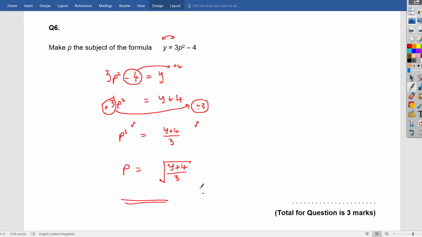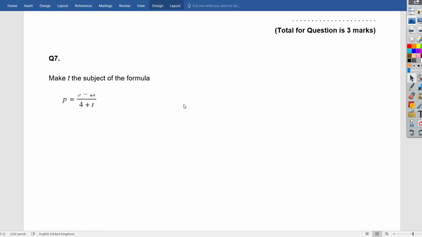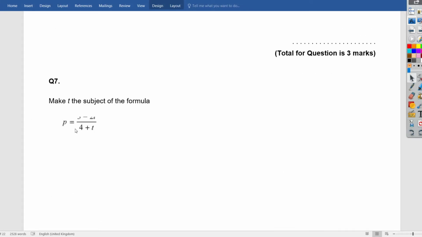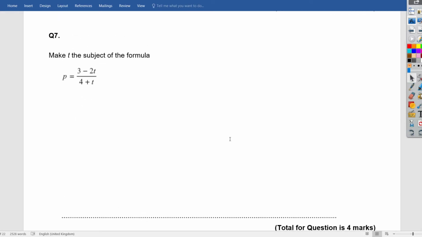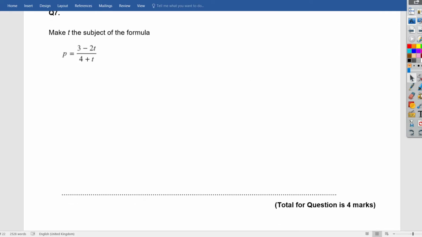Okay, let's go to the next one. Let's clear this. Scroll down. Let's look at this question. This is a tough one. It's a 4 marker. Yep, it's been on an A-level paper before, something like this.